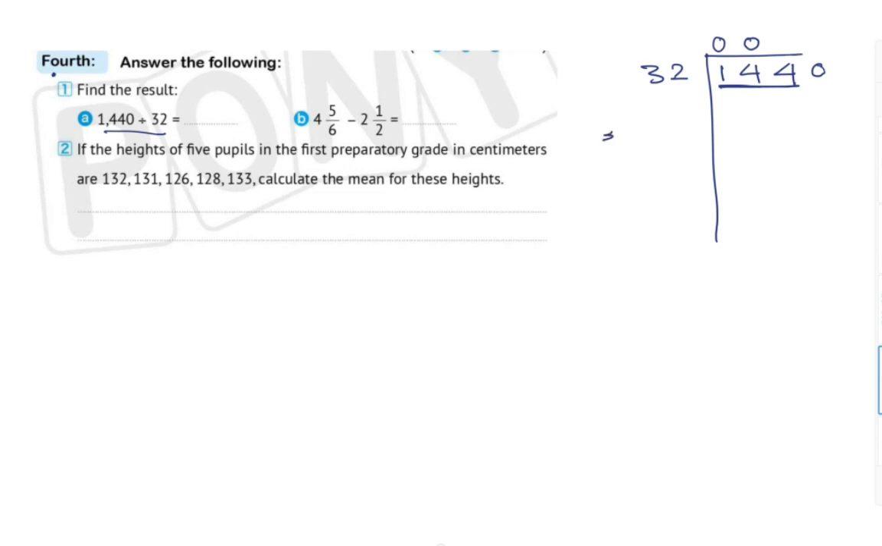How to divide? Use your trials. Start with 32 times any number that gives you a number close to 144. Try 3. 3 times 2 equals 6, 3 times 3 equals 9. So 96 is so far from 144. So I will try 4. 4 times 2 is 8, 4 times 3 is 12. So 128 is closer than 96. So you may try 5.